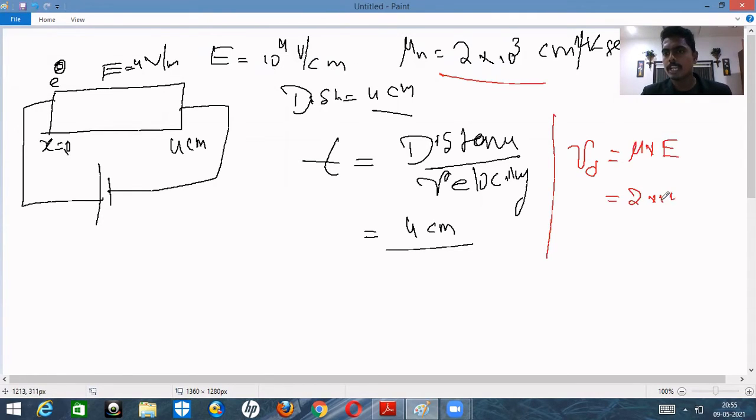So 2 into 10 cube into what is electric field intensity? It is nothing but 10 power 4. So automatically the drift velocity is equal to 2 into 10 power 7.